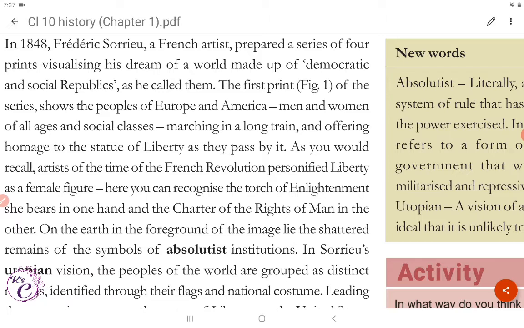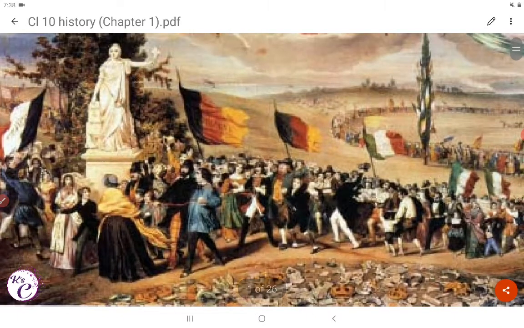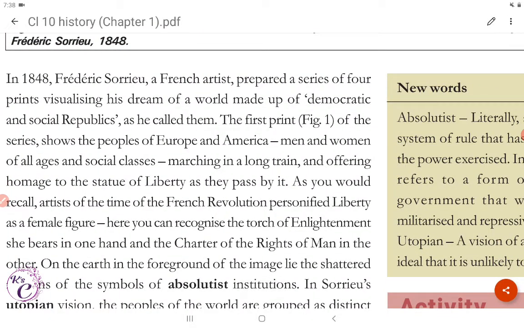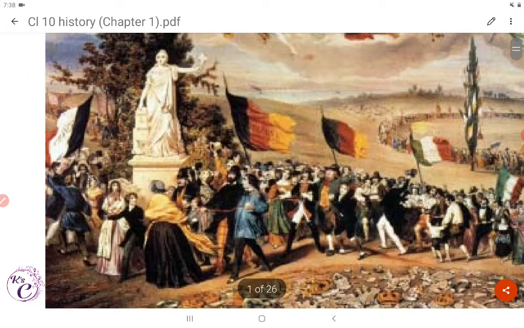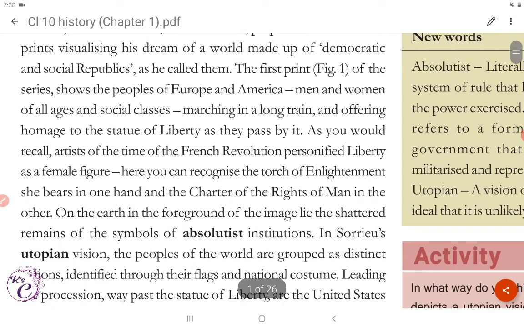The first print, Figure 1 of the series, shows the people of Europe and America, men and women of all ages and social classes, marching in a long train. So they are marching in a long train and offering homage to the Statue of Liberty as they pass by. So this is the Statue of Liberty. So they are paying homage to the Statue of Liberty as they pass by it.